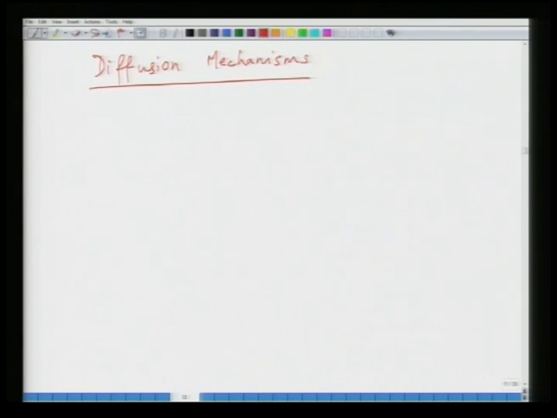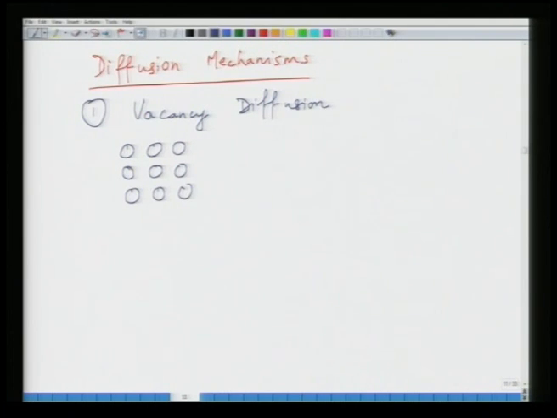Okay. Now, diffusion mechanisms, the first common mechanism is your vacancy diffusion or vacancy assisted diffusion. Now, what basically it means is that you have this kind of lattice or atomic configuration. So, in such a system where there are no vacancies, if you want this atom to move somewhere here or here or here or here, it has to expand the whole lattice, because lattice is a close packed lattice.